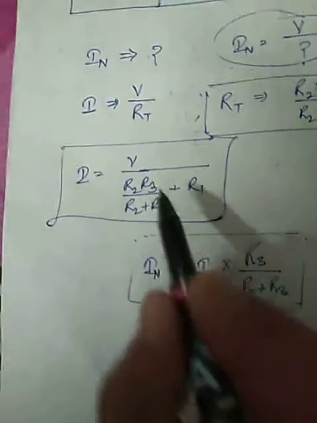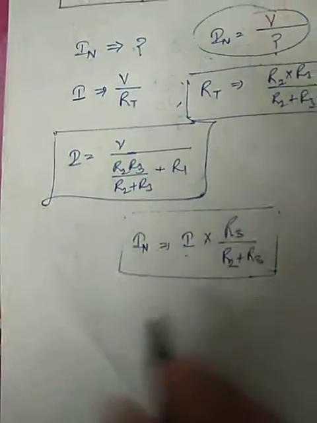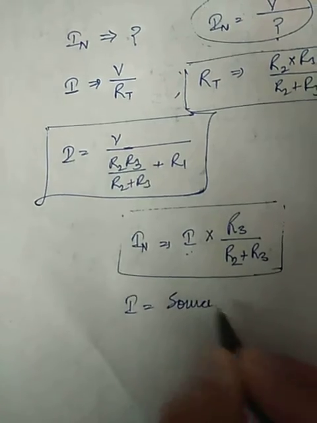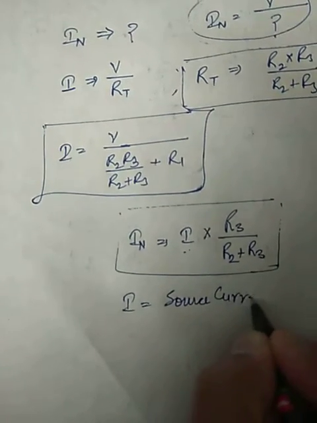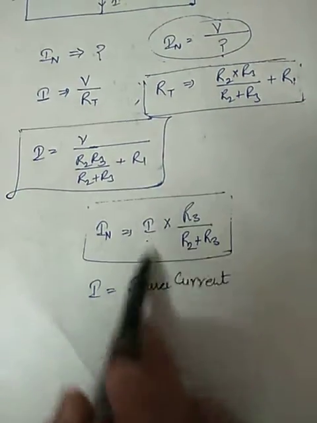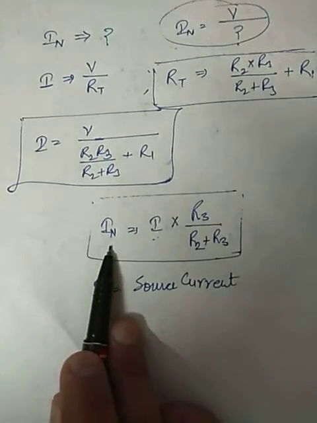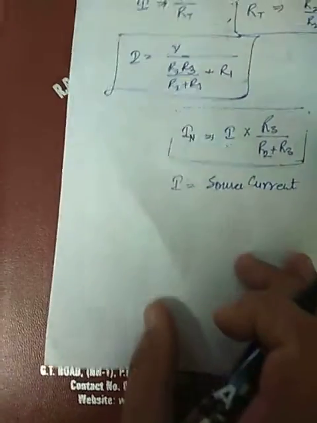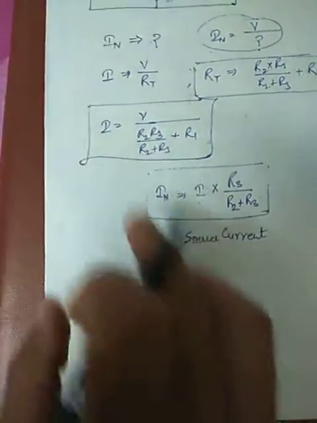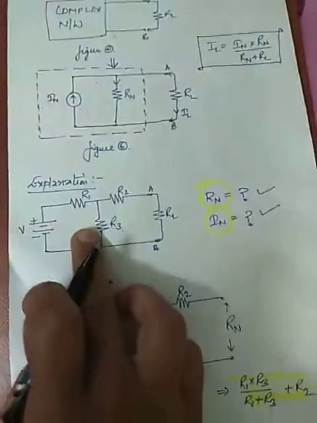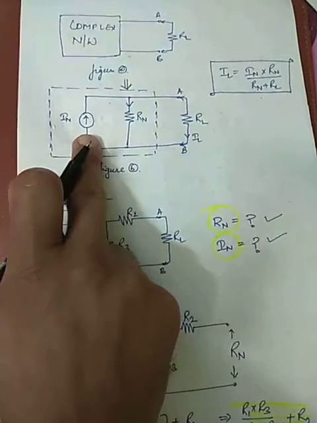So we will put here the value of I, the source current. We will put the value of I here and multiply, then we will get the value of IN. So here we have already calculated the values of IN and RN. Now we will replace the entire circuit with a single current source in parallel with a single resistance.